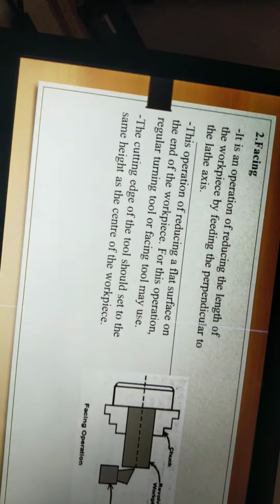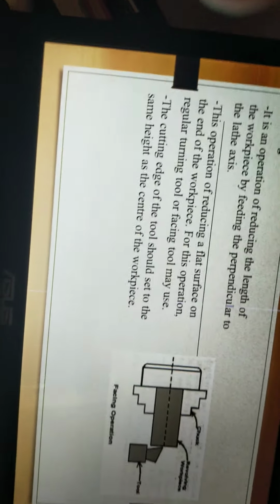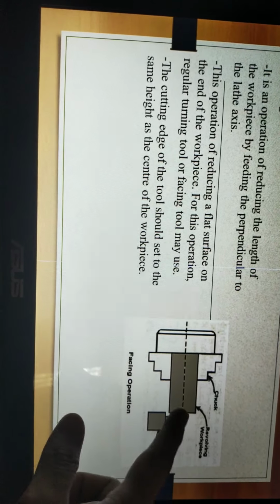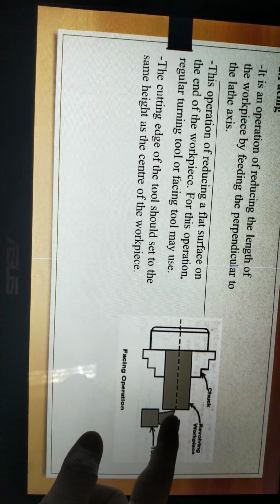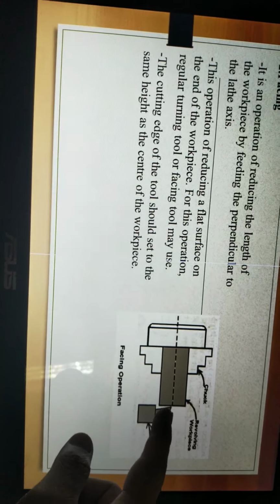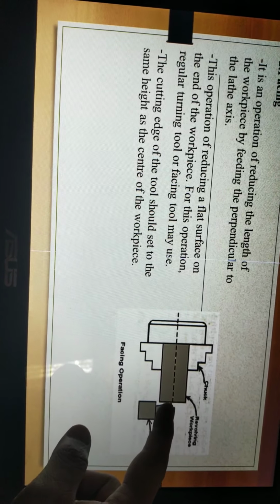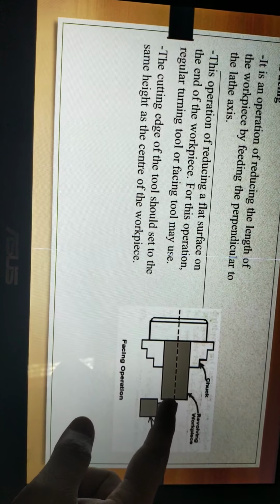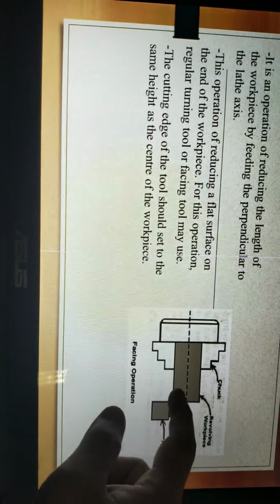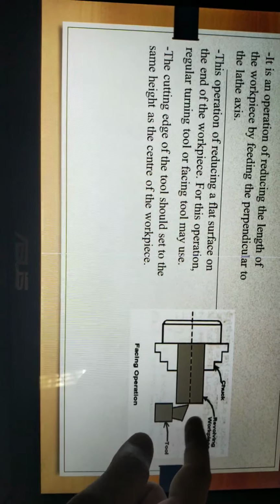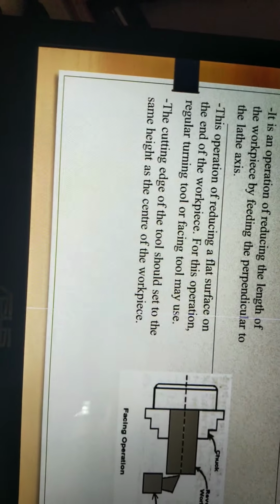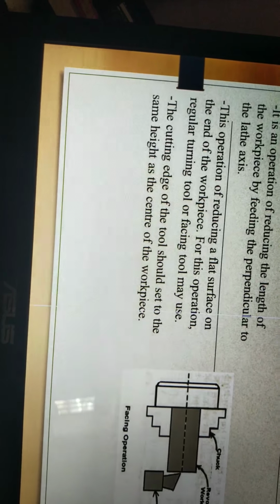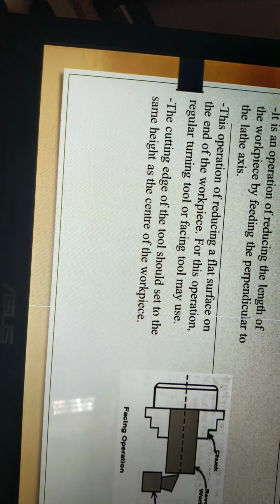See, what we are going to do. Again, workpiece is held in chuck. It is a revolving one, and height of the tool and the workpiece height is matched. And after that, we are reducing the length of the workpiece. This is going to be a length. For reducing the length of workpiece, this facing operation is going to be performed. Okay, this is going to be a facing operation.